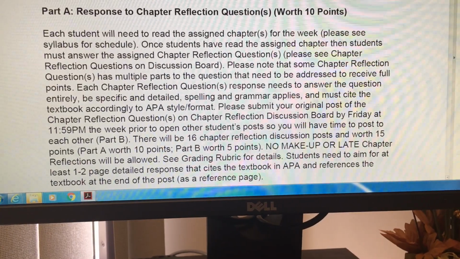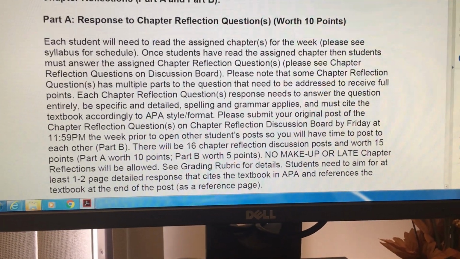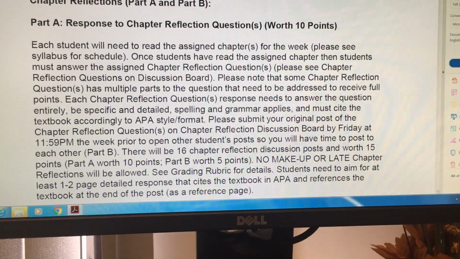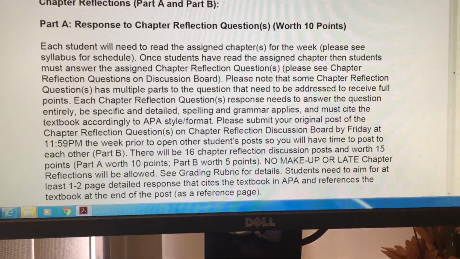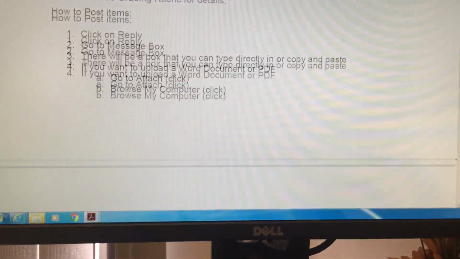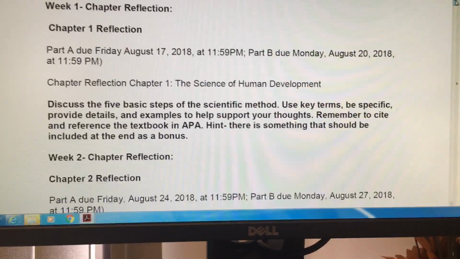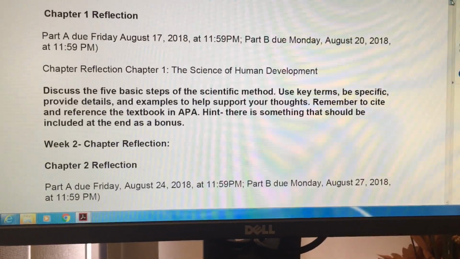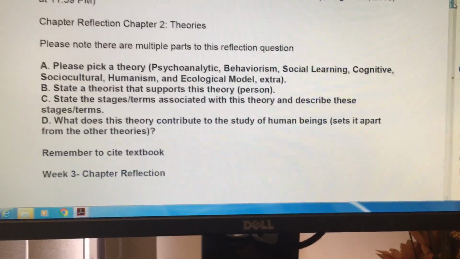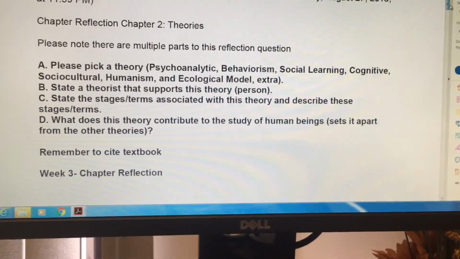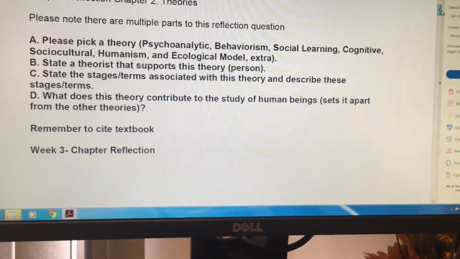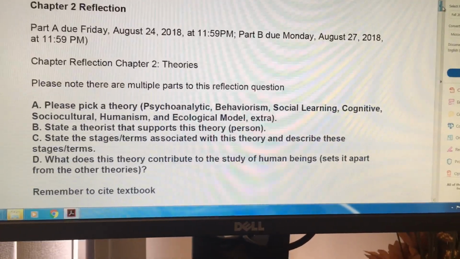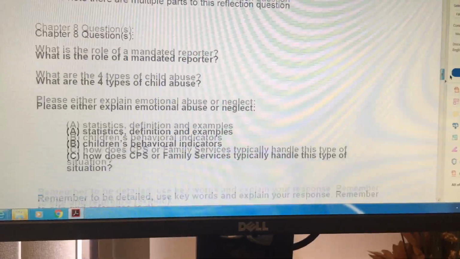Part A is really responding to the specific question that I provide. Each chapter has a specific question that you're going to respond to, and that's going to be worth 10 points. Some of the samples: the first one was the 5 basic steps of the scientific method. And the second one is you get to pick a theory and talk about the different stages, and how it contributes to society. And they just keep going.